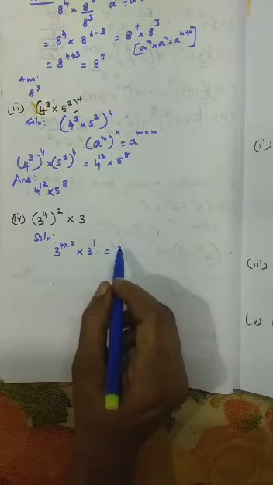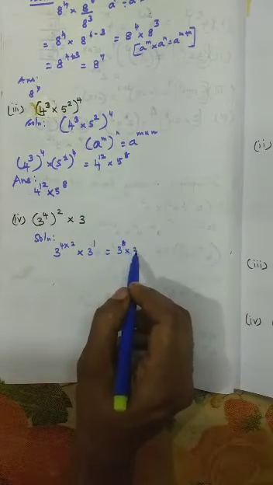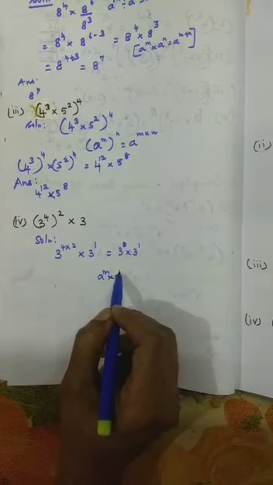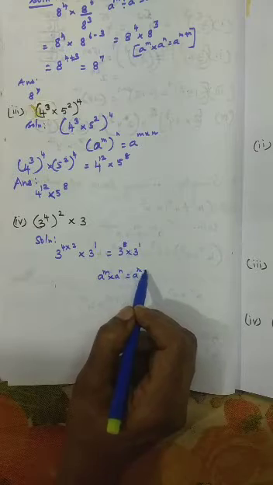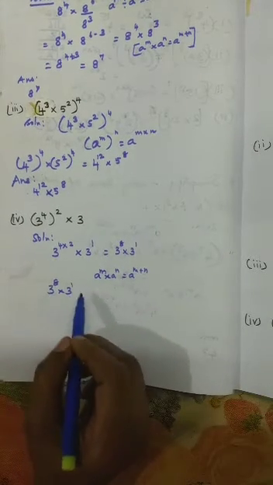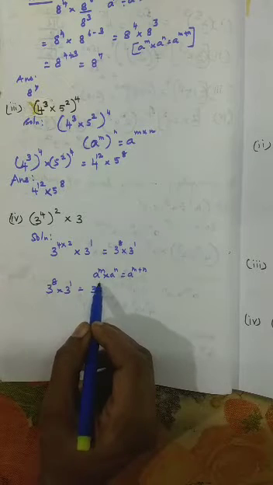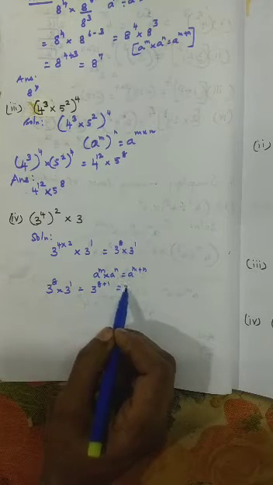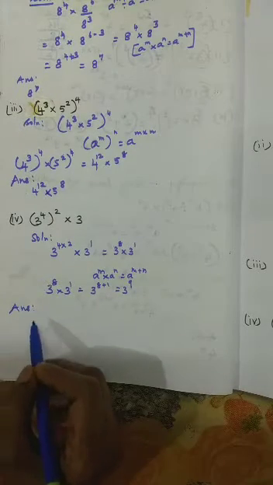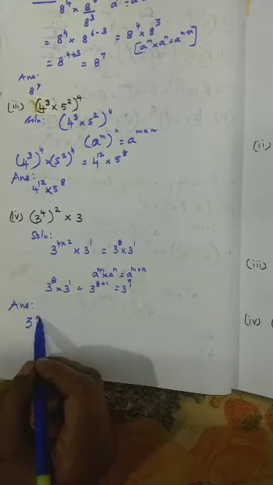So we can write this as 3 power 8 into 3 power 1. Here you can use the formula as a power m into a power n equal to a power m plus n. So 3 power 8 into 3 power 1 is equal to 3 power 8 plus 1 is equal to 3 power 9. Yes. So the answer is 3 power 9.